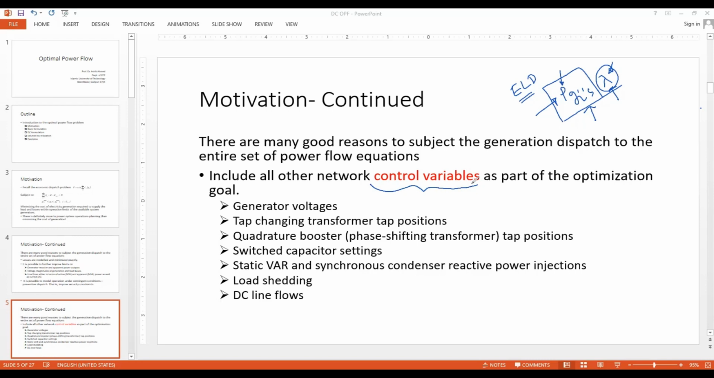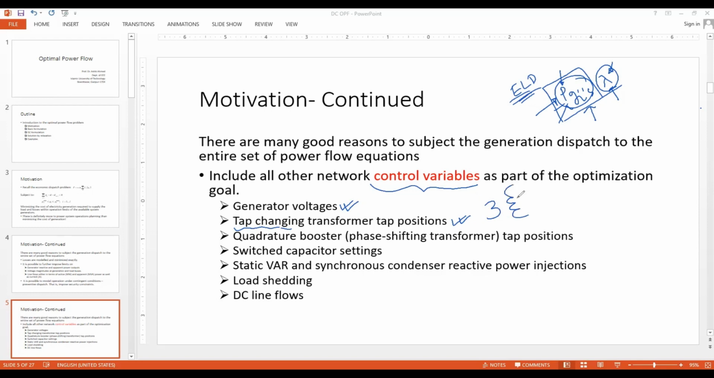And if we want to look at the ELD issue from a different perspective, with a different optimization goal, in those cases we may also think about, besides the PGIs, which are already there, the generation voltage magnitudes. The transformers are there in the network, so the tap setting of the transformer, and the tap setting basically plays with the magnitude of the voltage.